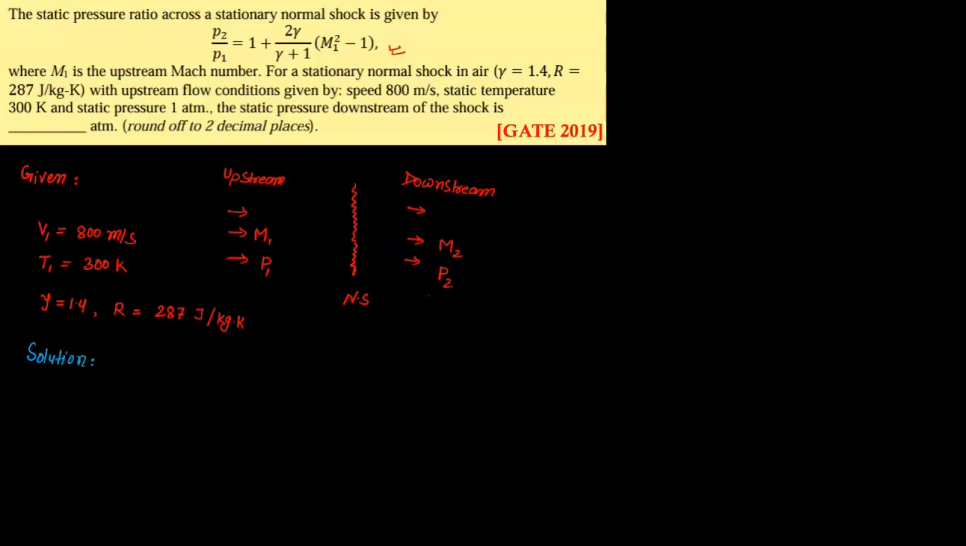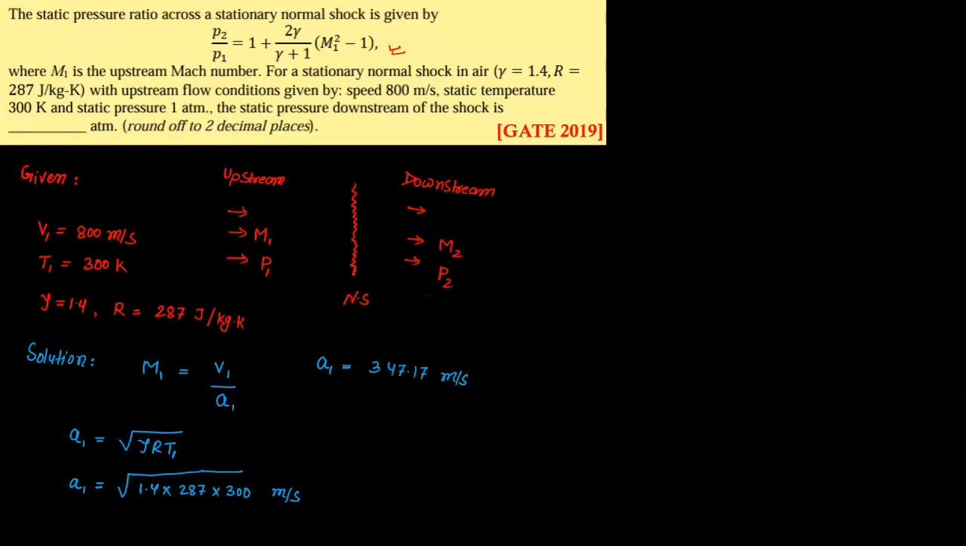So for the solution part, first of all we need to find the upstream Mach number. So this Mach number M1 is given as the upstream velocity divided by the speed of sound in the upstream condition. So we can find this A1, and this is given by square root of gamma R times T1, where T1 is the upstream static temperature. Let's put all these values here, and we will find A1 is equal to square root of 1.4 multiplied by 287 multiplied by 300, and this will be in meter per second. So if we solve this, we will get A1 equal to 347.17 meter per second.